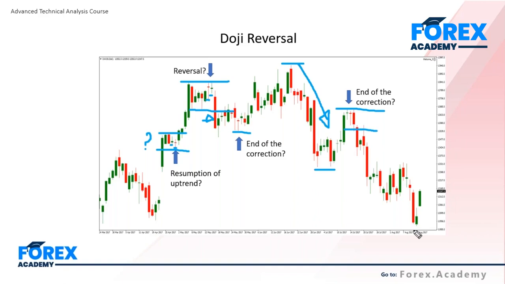So one can view dojis as reversal patterns, but also reversal patterns within underlying trends. So if they reverse a correction, that is still a reversal pattern. If they ultimately lead to a reversal in the principal trend, then again, that is a reversal too.